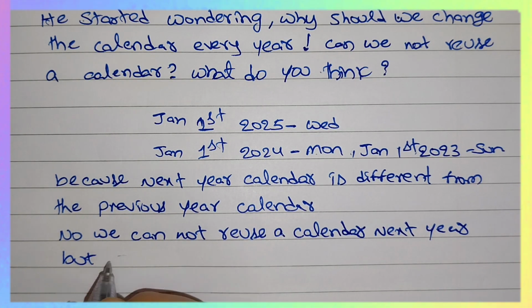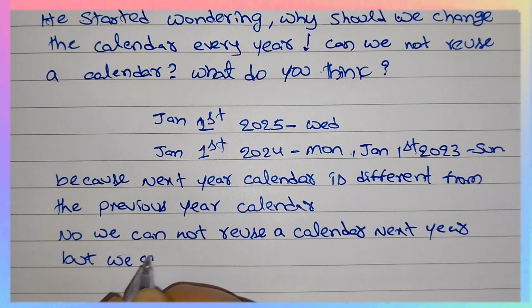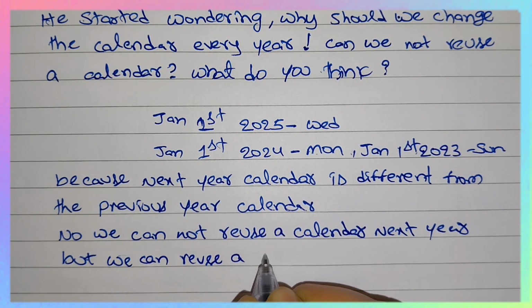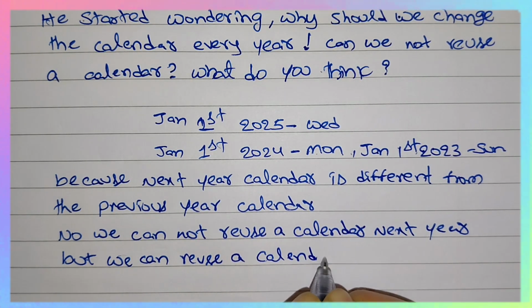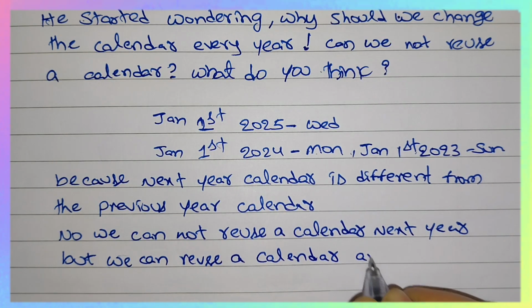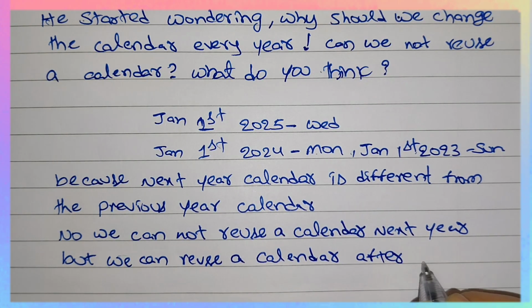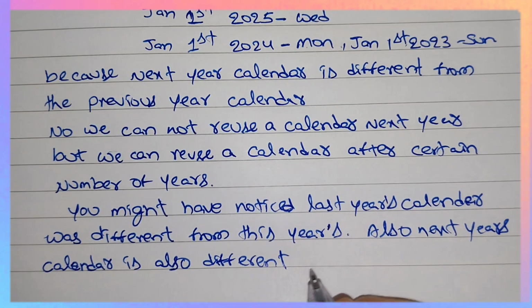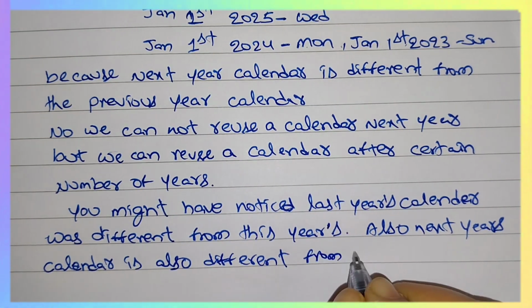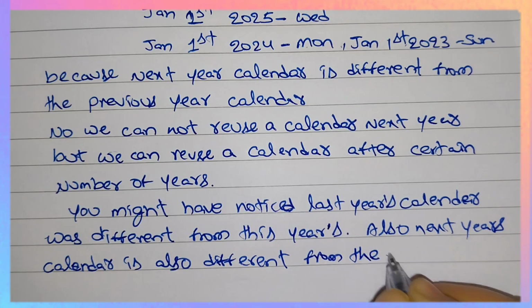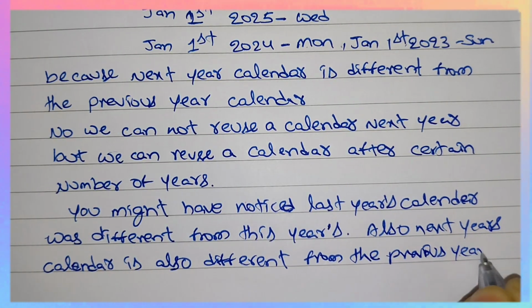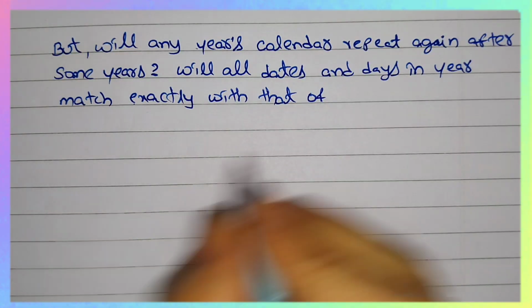But can we ever reuse a calendar? No, we cannot reuse a calendar next year, but we can reuse a calendar after a certain number of years. This happens because the number of days in a year is 365, but every 4 years we get a leap year with 366 days. You might have noticed last year's calendar was different from this year's also. Next year's calendar is also different from the previous years.